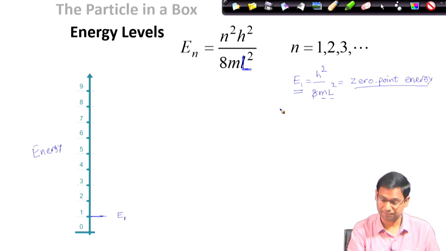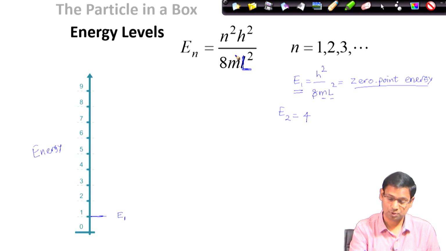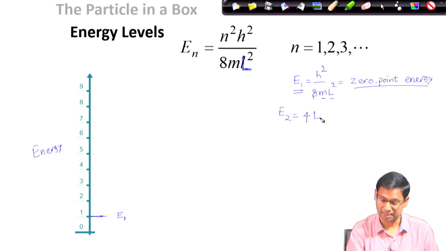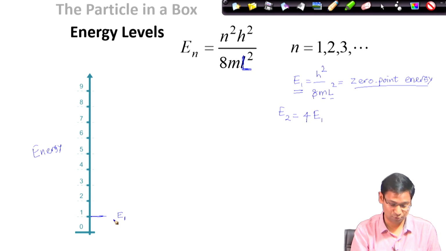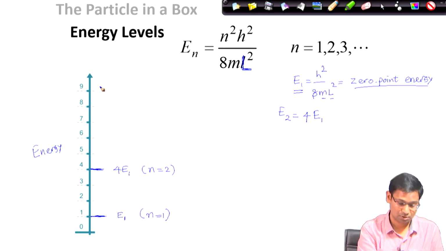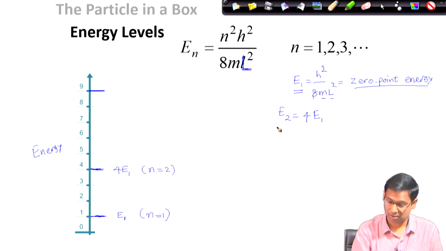In the same way, if I look at E 2, what would I get? It has n square. So, 2 square is 4 h square divided by 8 m L square. So, I am simply writing it as 4 E 1. So, if the lowest eigenvalue is here, the next eigenvalue is somewhere here. This is n equals 2, this is n equals 1, and the next one will be E 3, which, you can already see that n square is 3 square. So, 9 E 1, where n equals 3.